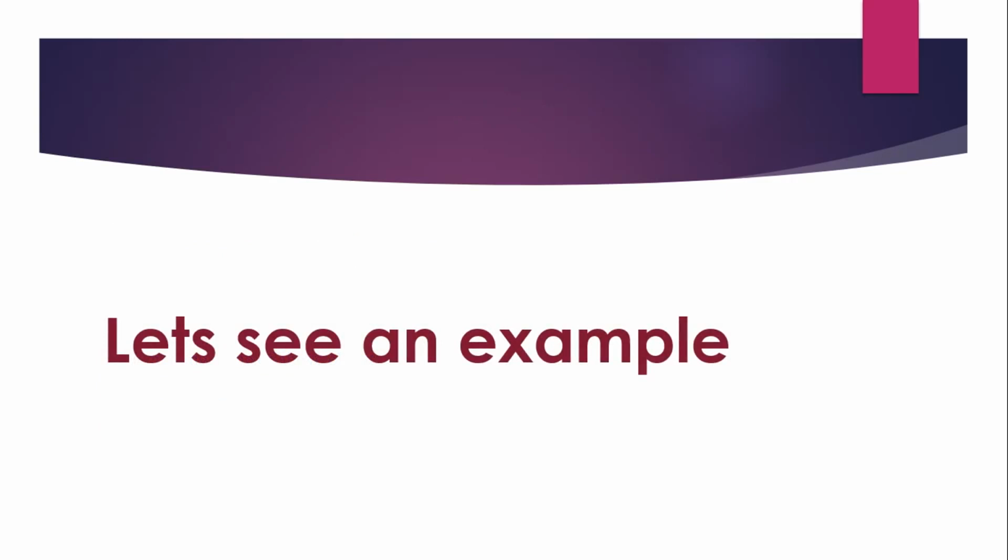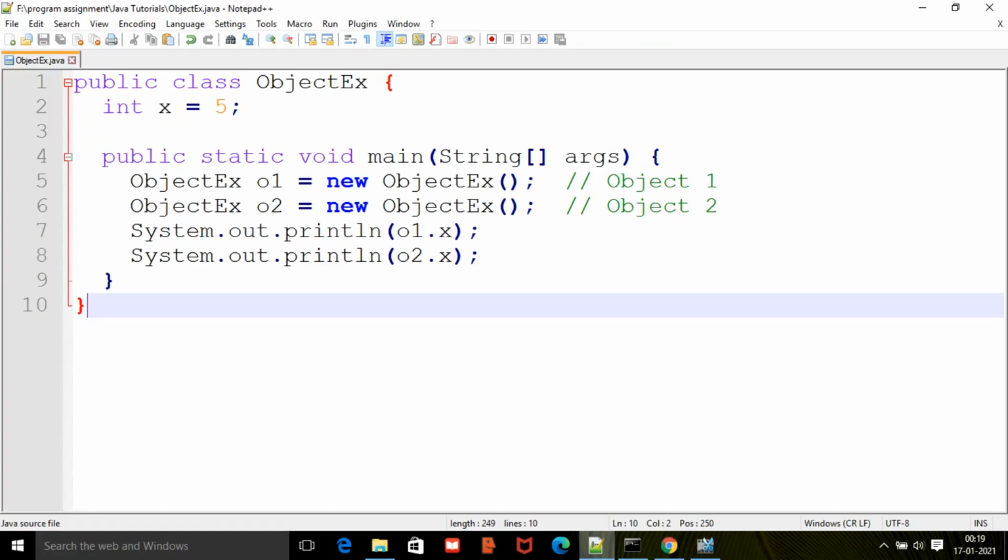Let's see an example of how we can create an object. We all know that objects in Java are created in multiple ways. Let's see one of the ways for object creation, that is with the help of the new keyword. First of all, we make a class, that is ObjectEx, and inside the class we declare or initialize an instance variable, that is int x is equal to 5.